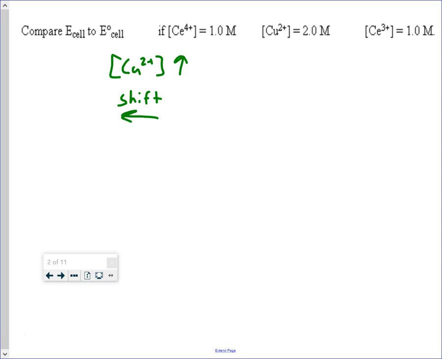So now if we're shifting left, our new value of the potential, after we've increased that concentration, is going to have to be smaller. Because again, the forward direction, or moving towards products, is the favorable or the spontaneous direction. So if we're moving in the opposite direction, our new value of E cell, not at standard conditions, must have become more negative or gotten smaller. Okay, let's keep going.